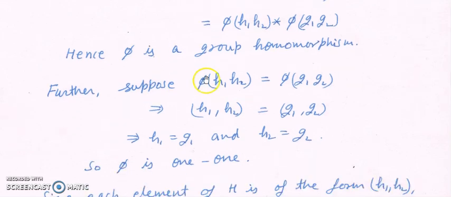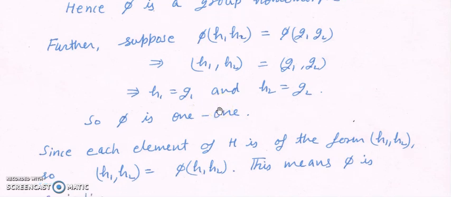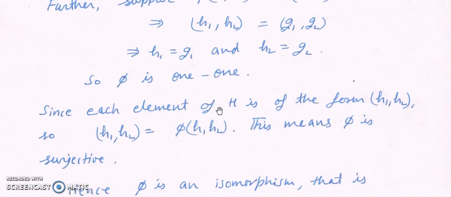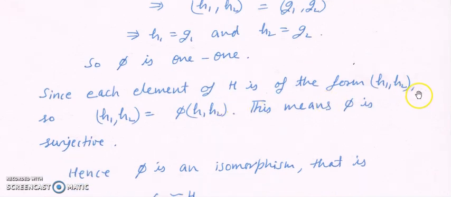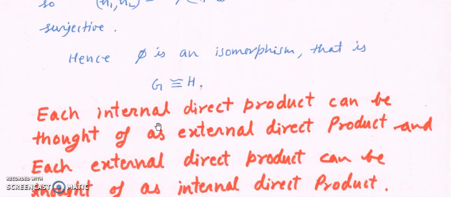Now further, suppose phi of H1 H2 is equal to phi of G1 G2. So this is H1 comma H2 is equal to G1 comma G2. So by definition of equality of coordinates, H1 should be equal to G1 and H2 should be equal to G2. So phi is one-one. Now again, each element of H is of the form H1 comma H2. So clearly phi of H1 H2 is H1 comma H2. So it means phi is surjective. So phi is an isomorphism. So G is isomorphic to H.